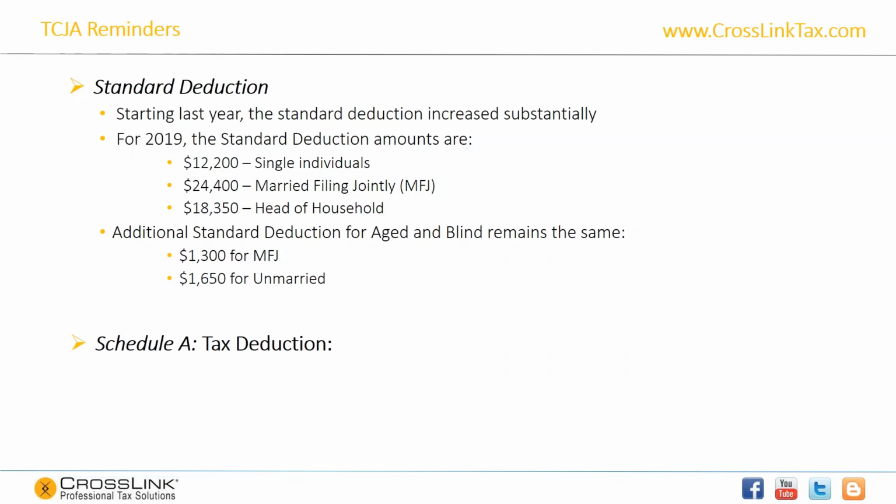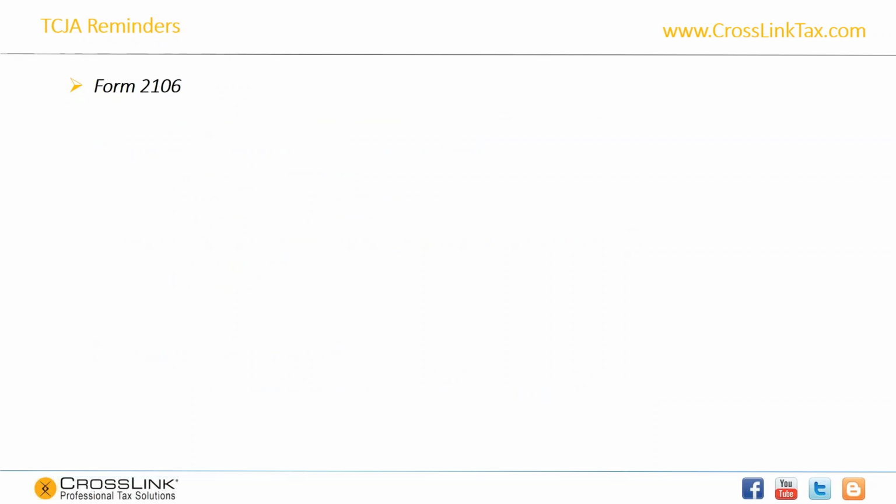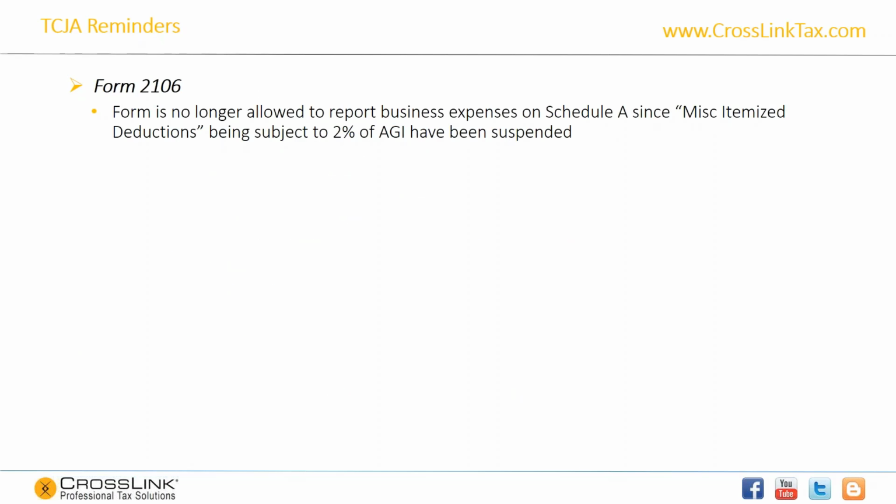The additional standard deduction for aged and blind remains the same, which is $1,300 for married filing jointly, or $1,650 for unmarried. Okay? When it comes to the Schedule A tax deduction, please note that the total state and local income tax and real estate taxes are limited to $10,000. So why is it that so many people are taking standard deductions? It's pretty obvious when you look at what the standard deduction starts at, and the most that you're going to be able to deduct on your Schedule A is $10,000. Standard deductions make more and more sense. When it comes to Form 2106, please note the form is no longer allowed to report business expenses on Schedule A, since the miscellaneous itemized deductions subject to 2% of AGI have been suspended.